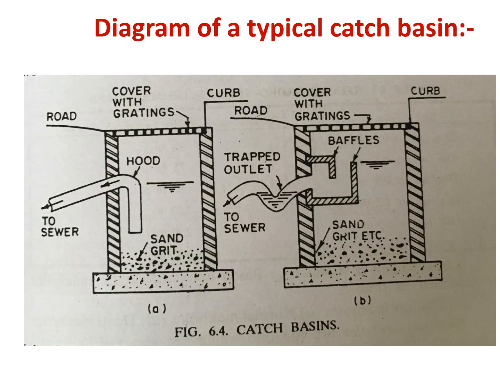Here in the first figure you can see that this is a hood kind of structure, and this is the trap. In the second one, baffles are provided, and at the top it is covered with gratings. This is nothing but a horizontal inlet provided with an outlet which is at a higher elevation. Here at the bottom sand and grit etc. is collected, and that is to be cleaned at certain periodical intervals.